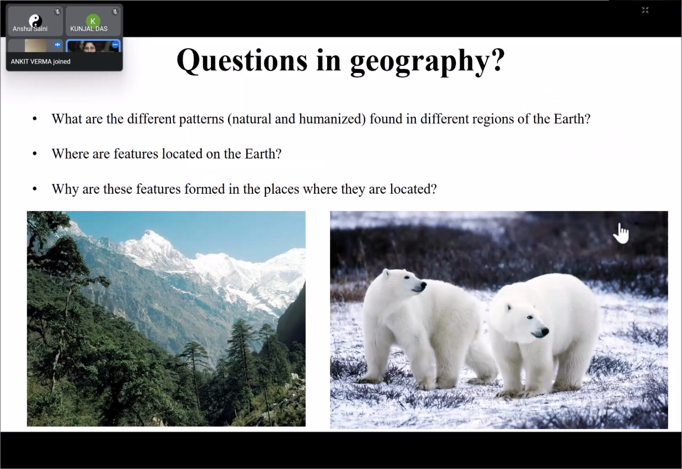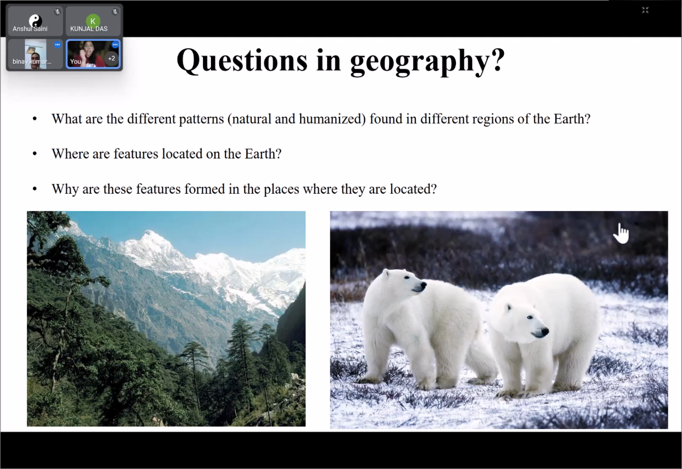Sorry. Yeah. So when you talk about geography, you're talking about what are the different patterns found in the different regions of Earth. Where are these features located and why? So what are present? Let's say you are looking at a region. So what are present there? In that region, where exactly are they present? And why are they present here?